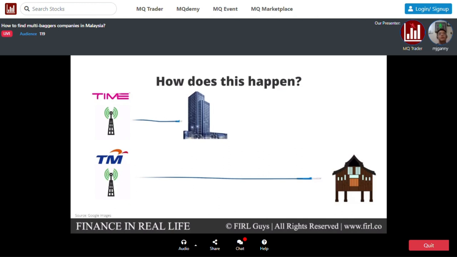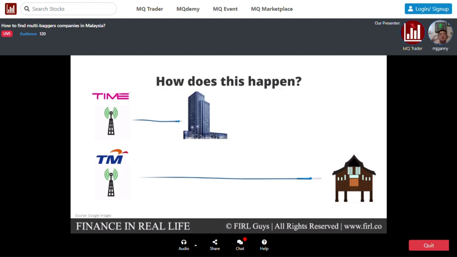So what does Timecom do? Timecom will pull a wire to a nearby condo, a nearby office building. Each office building will have 150, 200 different companies. Each condo, maybe 300, 400, 500 different units. And as a result, Timecom is going to be a lot more profitable, and so they can afford to charge half the price. Even despite doing that, they are still at least two times more profitable than Telecom Malaysia if you check the numbers. Unfortunately, I didn't put the numbers here, but you can go and check yourself.